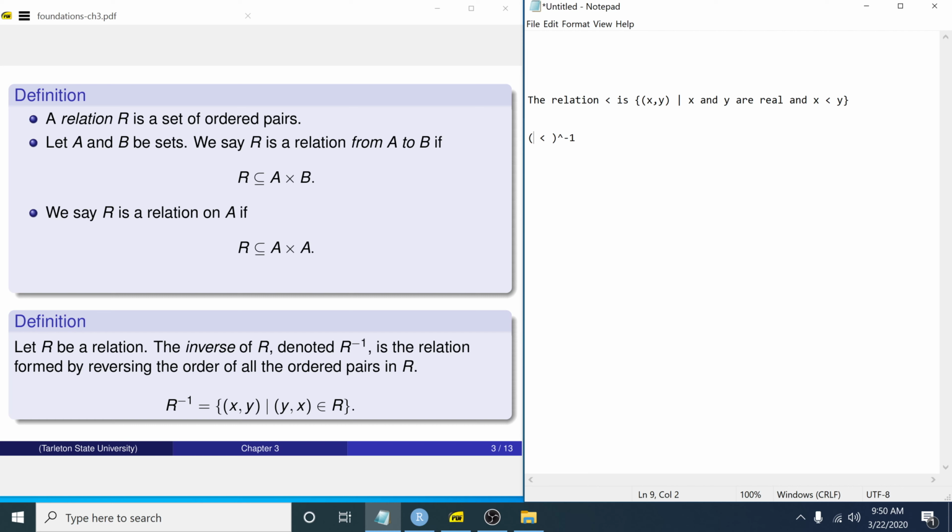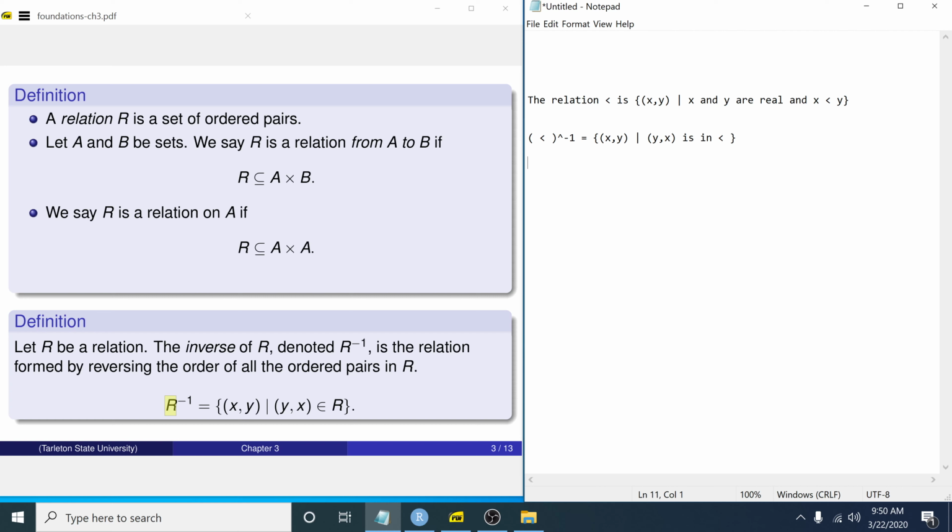So we have the relation less than, and we're going to take its inverse, and that's simply going to be the set of all ordered pairs x comma y such that, and let's think about what is the definition of inverse. So x comma y is in the inverse of a relation if y comma x is in the original relation, right? But we actually know what it means to say that y comma x is in the less than relation. It would mean that y is less than x, right?